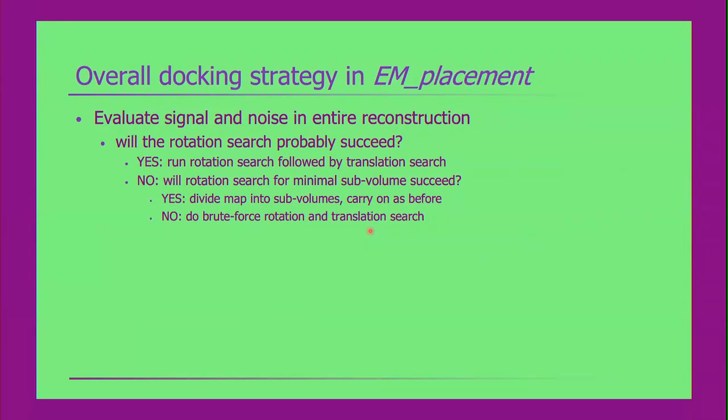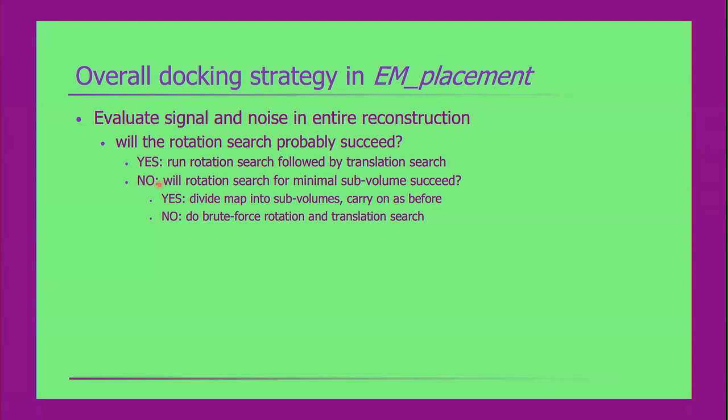Right, so in our program EM placement that does the docking, there's a strategy that takes account of all of this. So first, it evaluates the signal and noise in the entire reconstruction. And then it says, if we searched over the entire reconstruction, would we expect the rotation search to succeed in giving us the right orientations? And if that's true, you can just run the rotation search and then do a translation search with the best peaks from the rotation search.